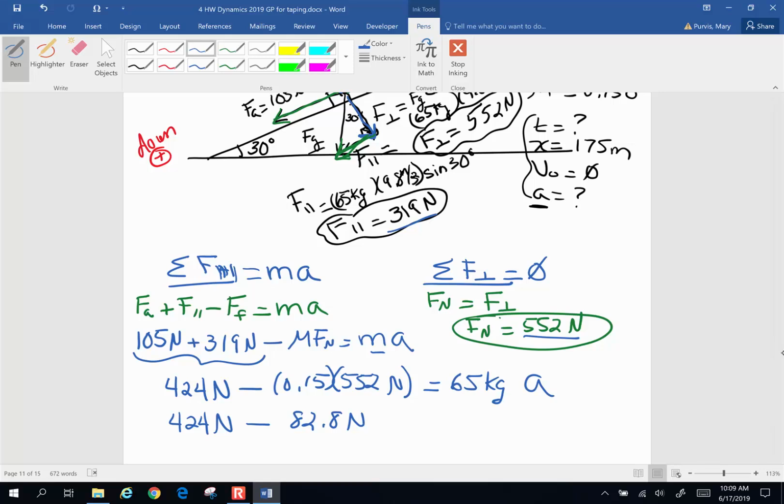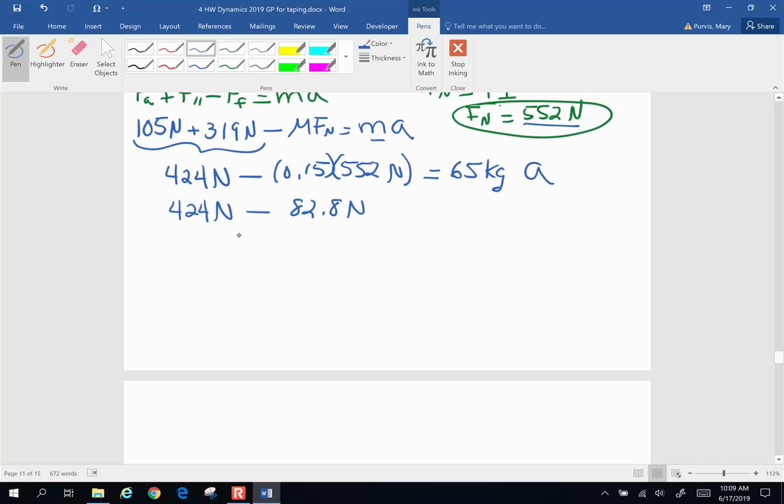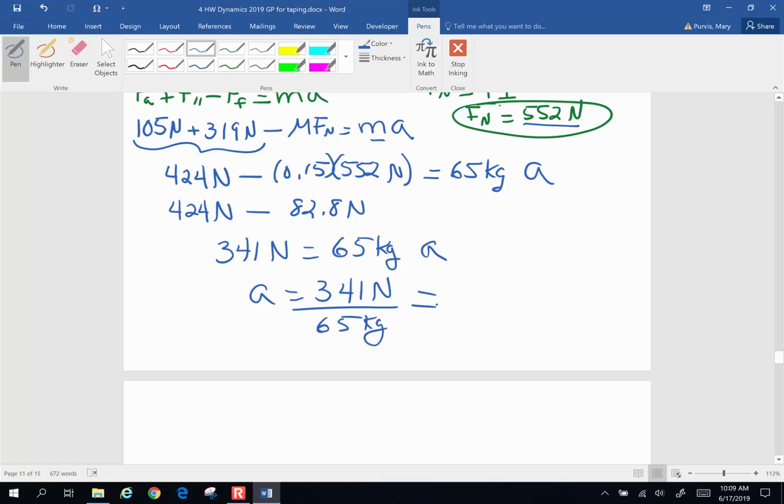The whole left-hand side of my equation to 3 sig figs ends up being 341 newtons equals 65 kilograms times a, or acceleration is 341 newtons divided by 65 kilograms. And I ended up with an acceleration rate of 5.25, I'm tempted to round it off, meters per second squared. That's my rate of acceleration down the inclined plane.